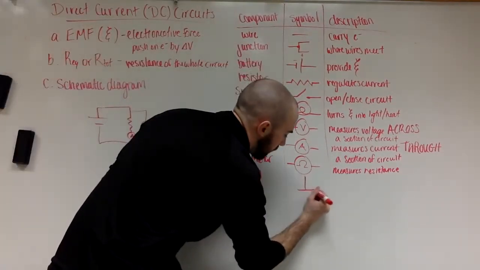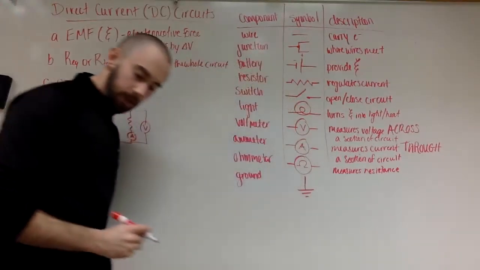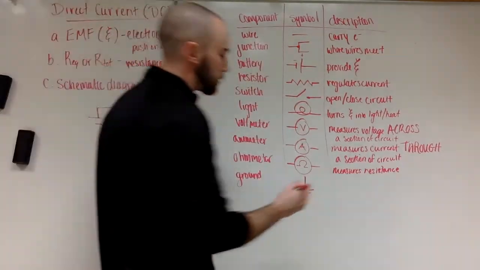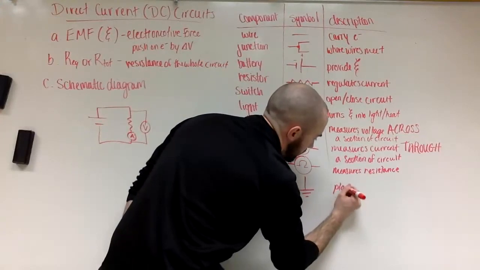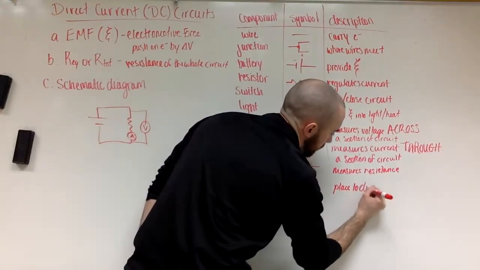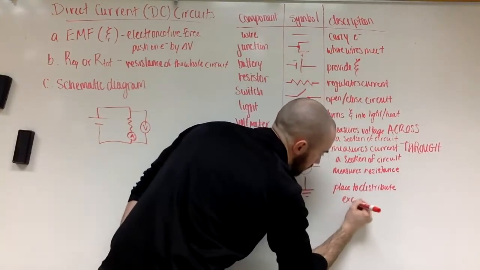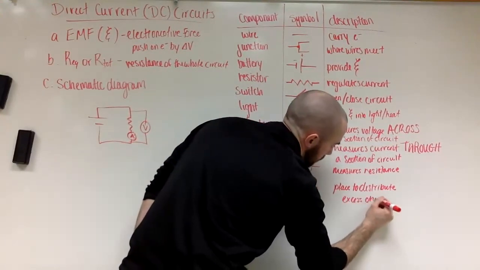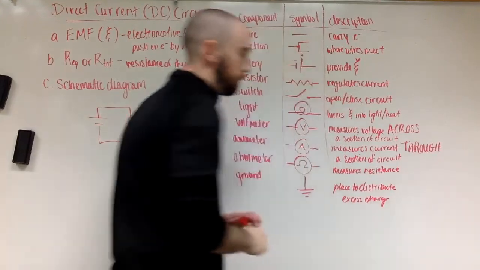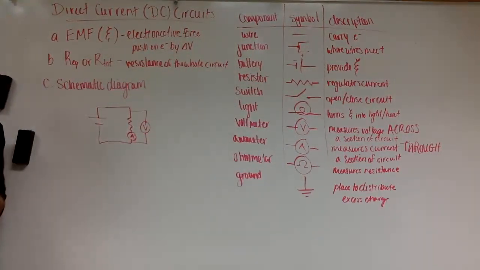And finally, we have a ground. And a ground is basically just a place to distribute excess charge. We saw this when we did the different ways of charging in the electricity unit. A ground is just a spot where you can get rid of everything if you have extra or you need to reset it back to neutral. And that's all we have on DC circuits.